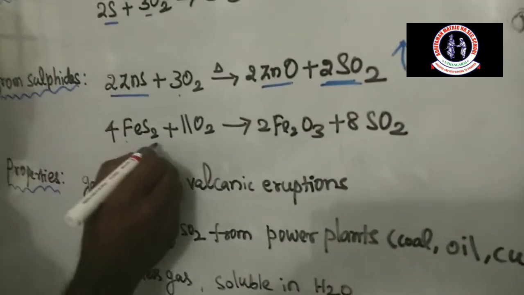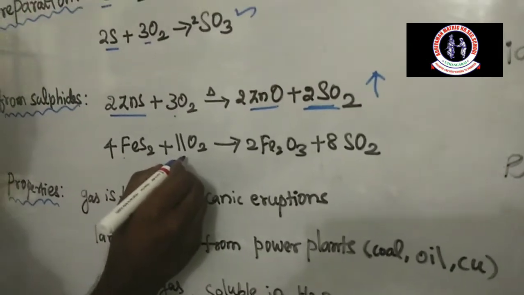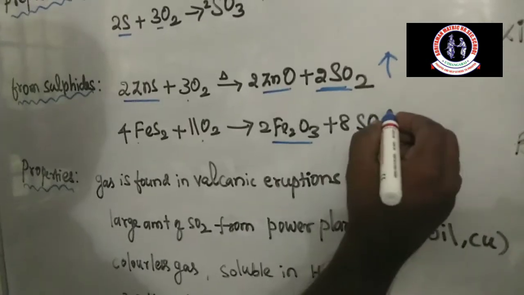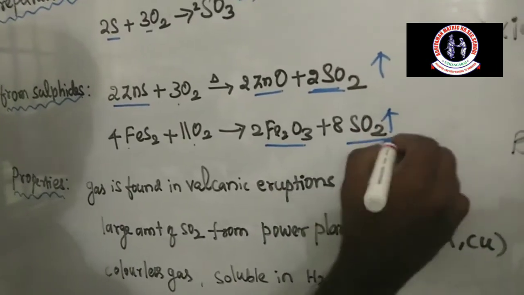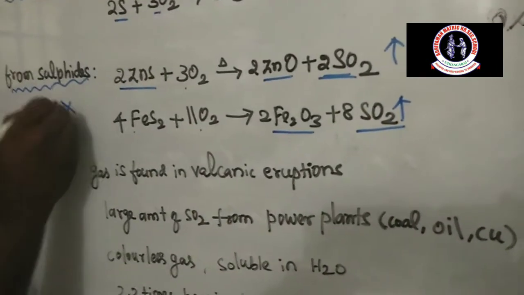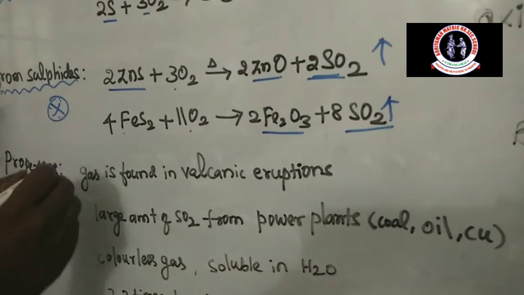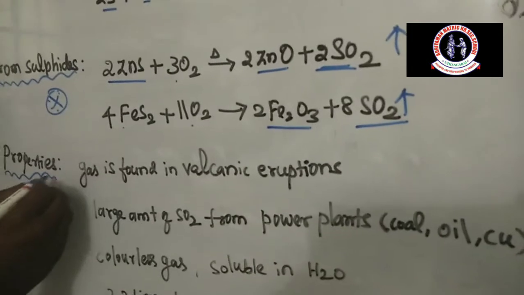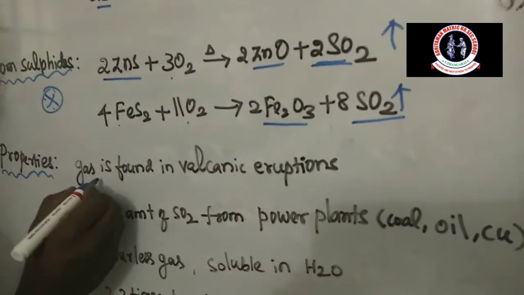Ferrous sulfide, FeS, is treated with oxygen to form ferric oxide and 8 moles of sulfur dioxide. These are important methods for the preparation of sulfur dioxide gas. Next, properties of sulfur dioxide.